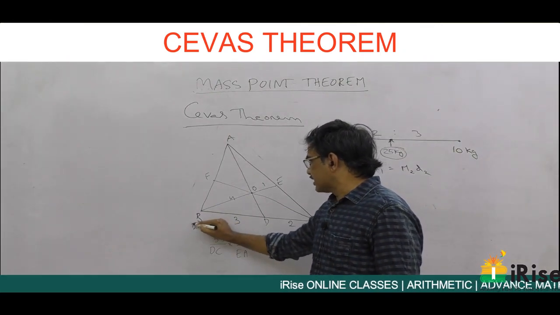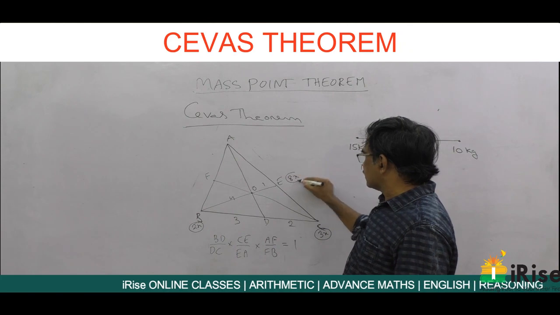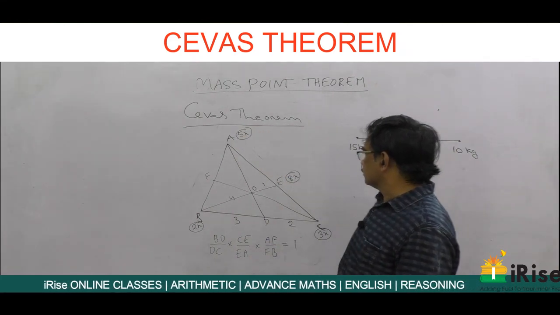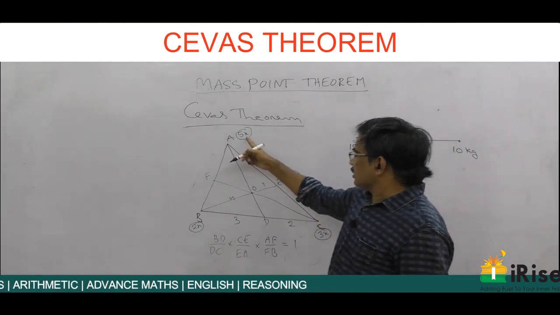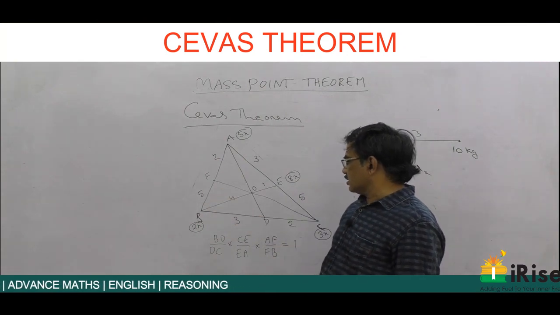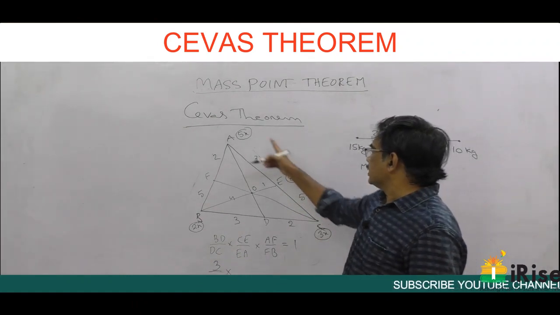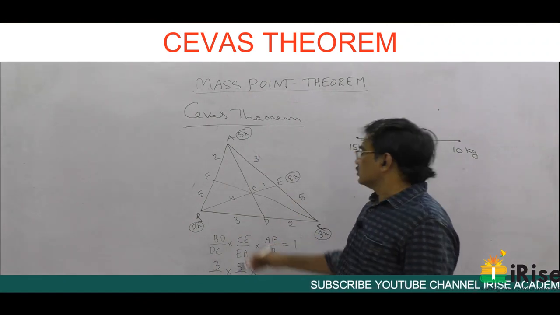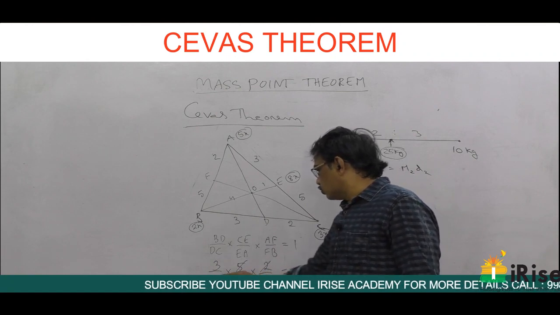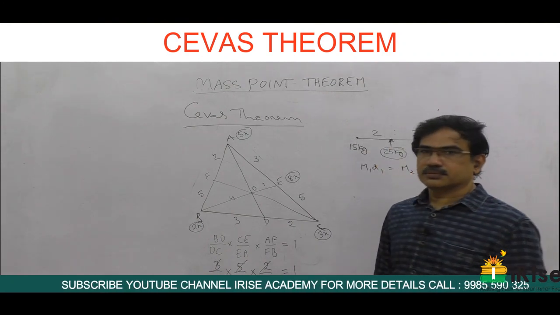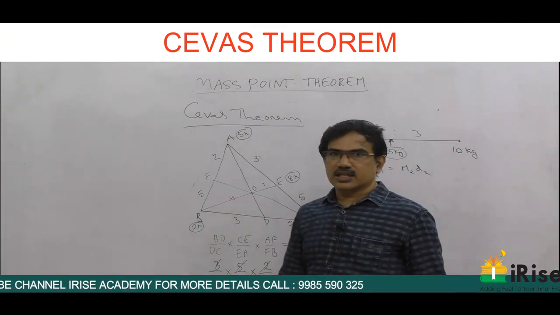This is 2x kgs weight, this is 3x kgs weight, 1:4 ratio, therefore this is 8x kgs weight, this is 5x kgs weight. Here the sides ratio 5:3, so this is 3 parts, this is 5 parts. And this is 5, this is 2, therefore this is 2 parts, this is 5 parts. See carefully, BD is to DC, 3/2 into CE by EA, 5/3 into AF by FB, 2/5. What we get here? 5 cancel, 2 cancel, 3 cancel, which is equal to 1. So if any two ratios are given, BD by DC, CE by EA given, we can find AF by FB.